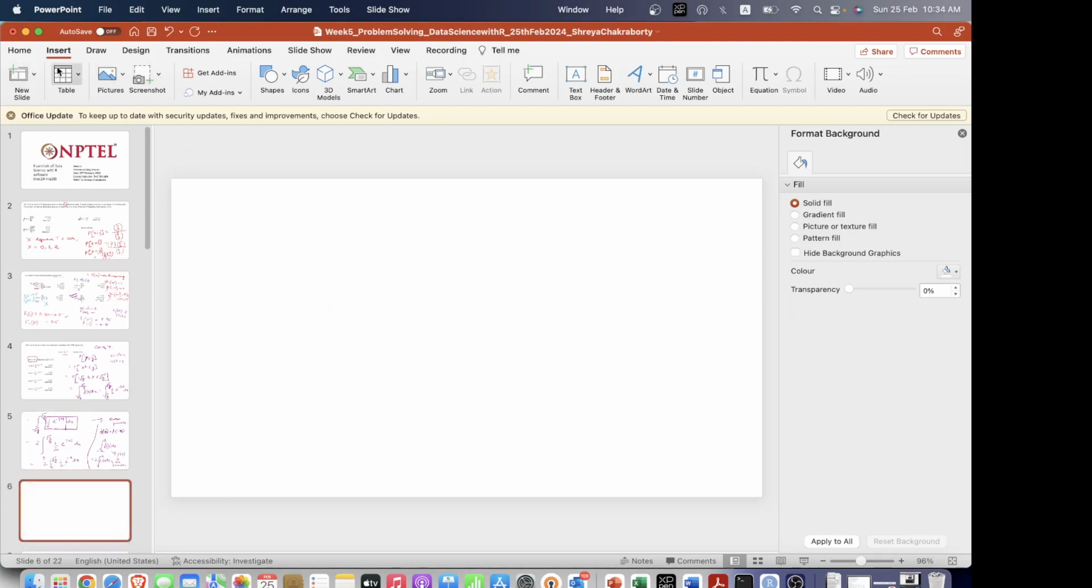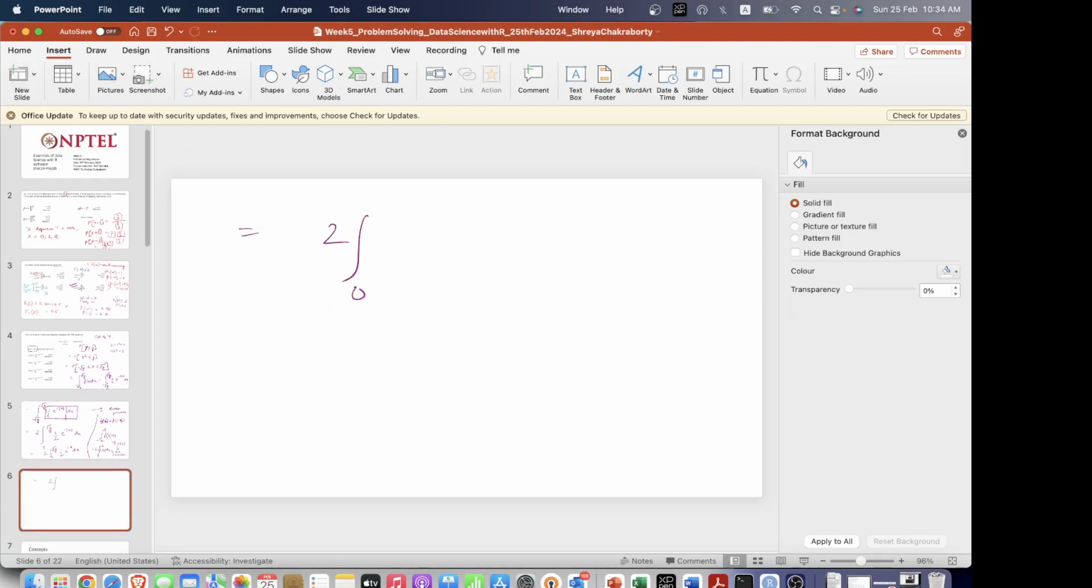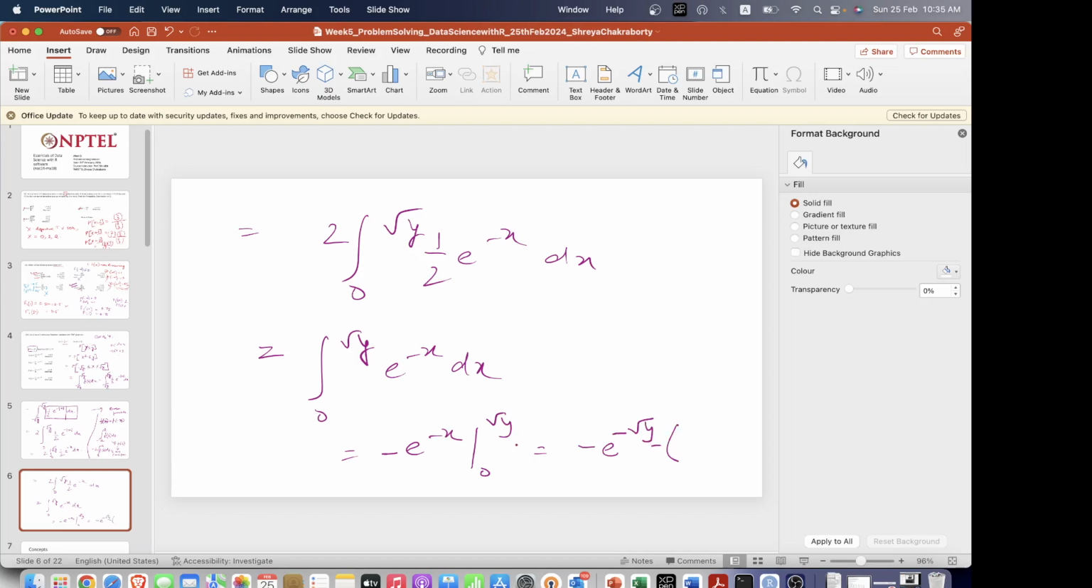Alright, and then we can write it as 2 times the integral from 0 to root y of half e to the power minus x dx. This 2 cancels. We have the integral from 0 to root y of e to the power minus x dx. This we can write as minus e to the power minus x from 0 to root y. Okay, so substituting root y, we have minus e to the power minus root y minus of e to the power 0, that is minus 1. So this is 1 minus e to the power minus root y.